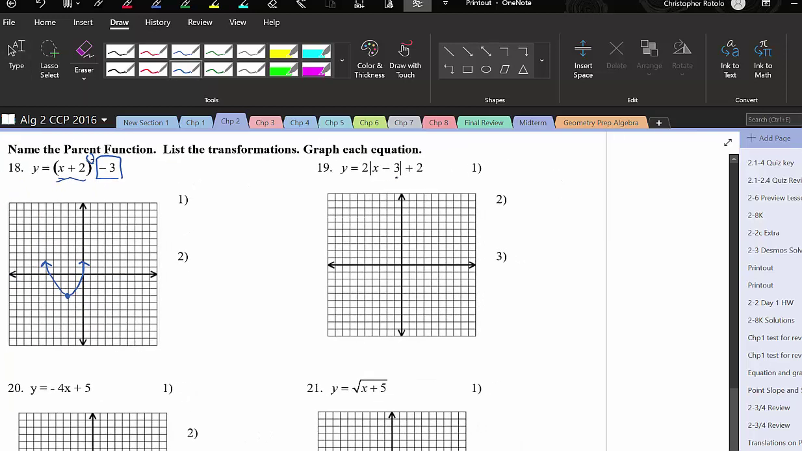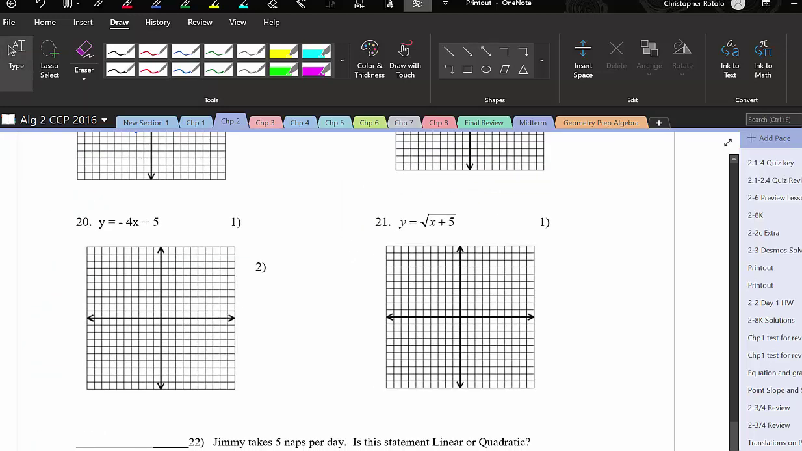Number 19, minus 3. We're going to go to the right 3. We're going to go up 2. Right, up 2 because the plus 2. The a value is 2, so we're going to make it taller. I go up 2 and over 1, up 2 and over 1. A nice tall V shape because it's the absolute value.